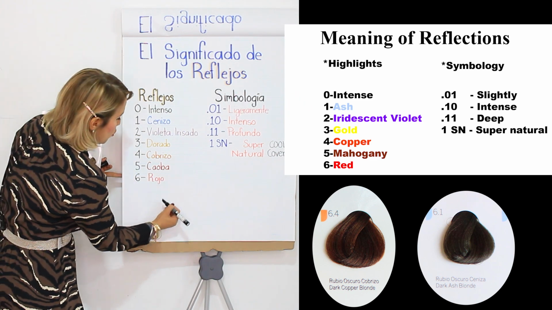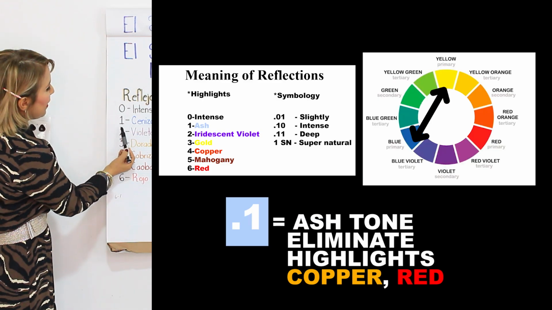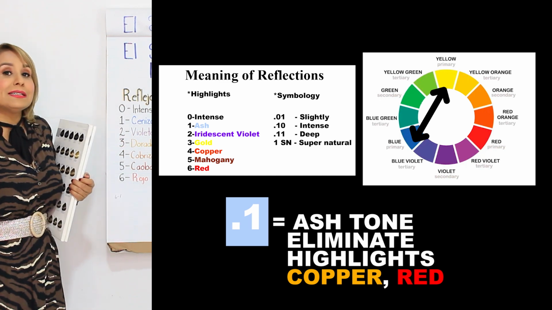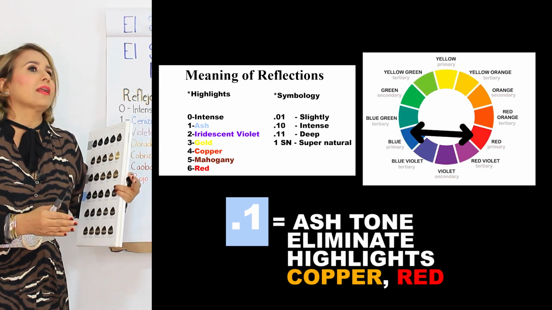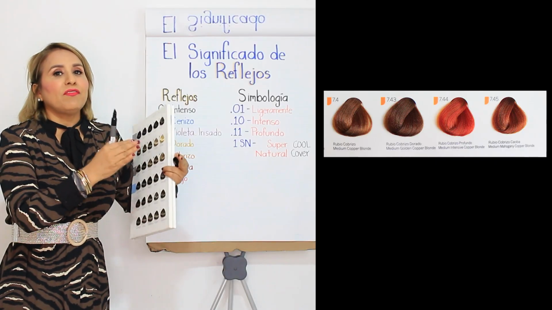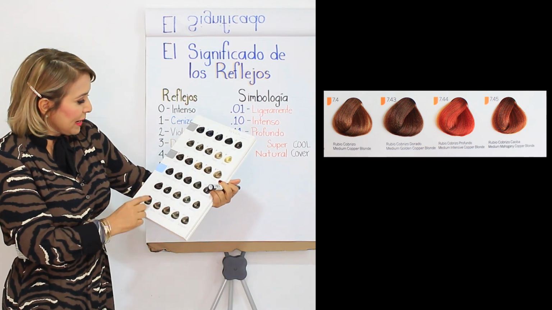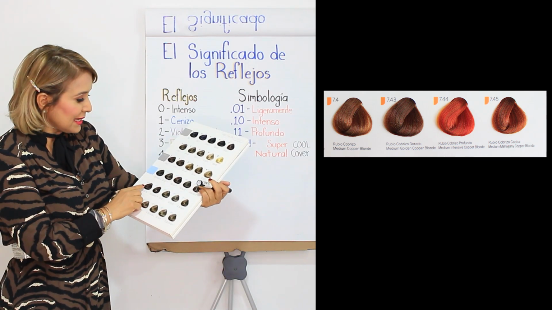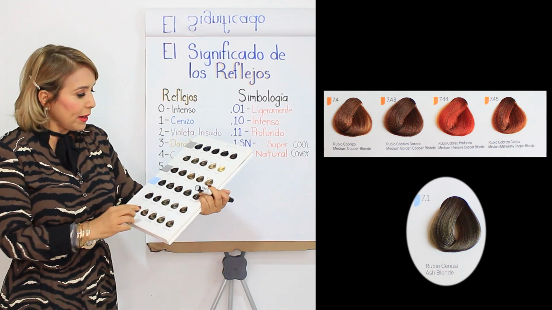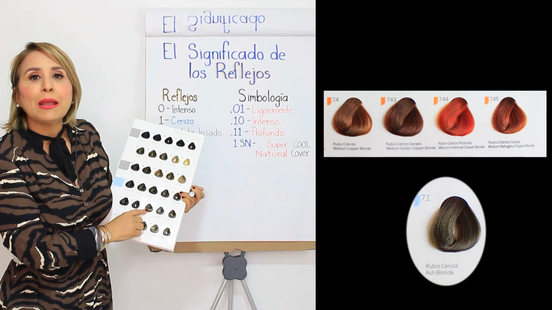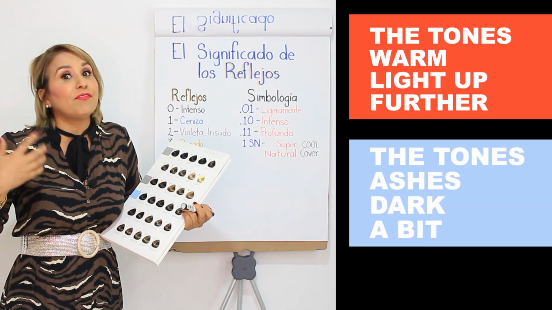Remember, it is crucial to keep in mind that the 0.1 reflection is particularly ashy and will eliminate copper and red reflections. When you want to remove a copper reflection or a red reflection, you go to the range and look for the specific level you are at. If you are at level 7, a 7 with a copper reflection, you will apply a 7.1. And with this, you will neutralize the copper reflection.